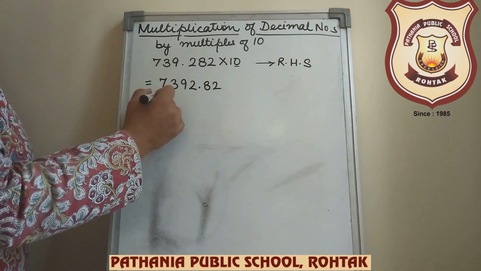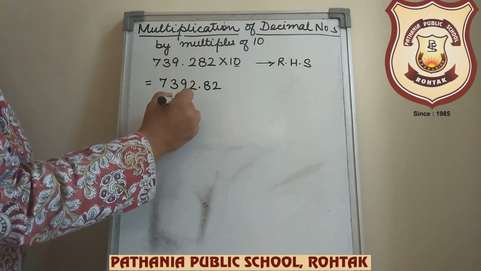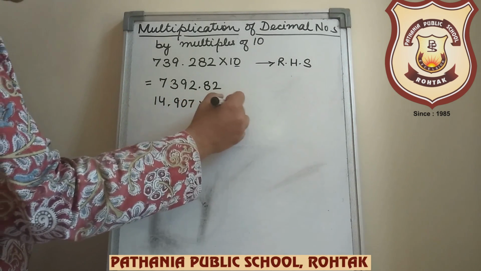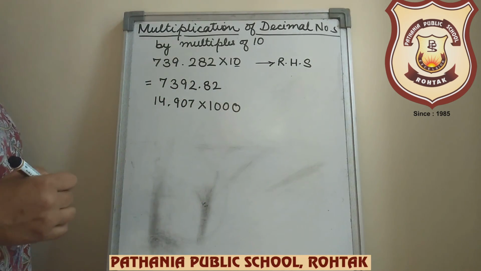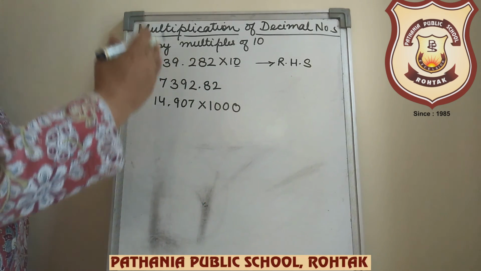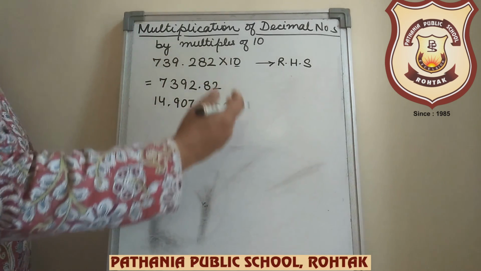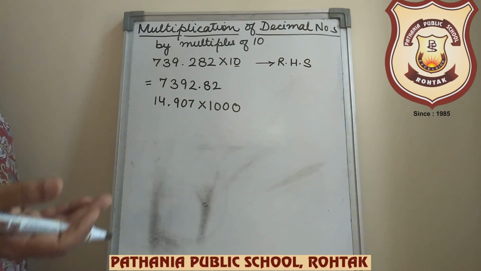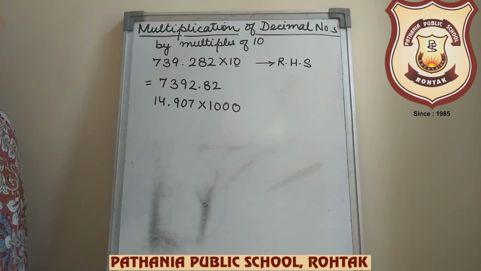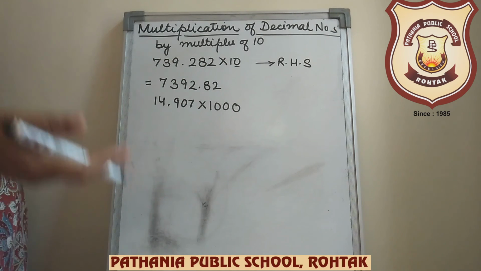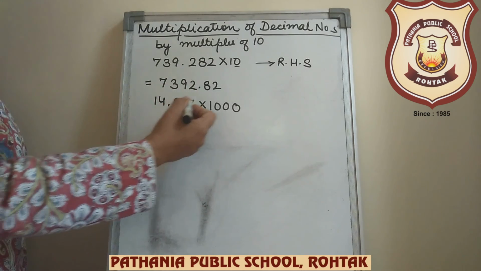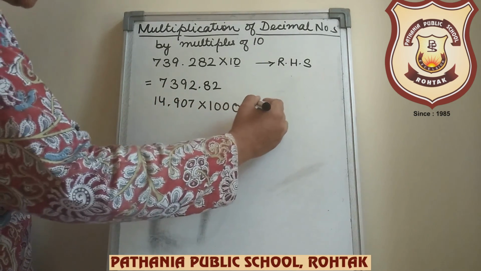Suppose you have 14.907 multiplied by 1000. As it is multiplication, when the decimal moves from its place towards the right side, the answer becomes bigger. Because in multiplication, the answer is always bigger, whereas in division, the answer becomes smaller than the given number. So here, the decimal will move towards the right hand side.